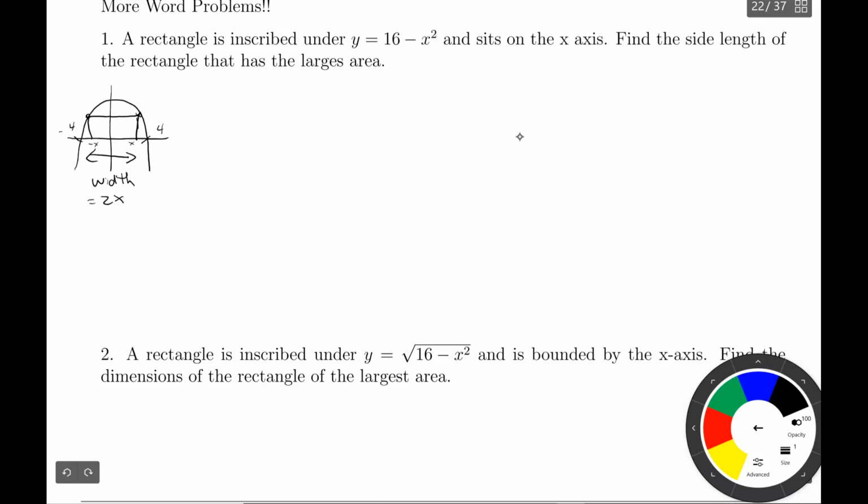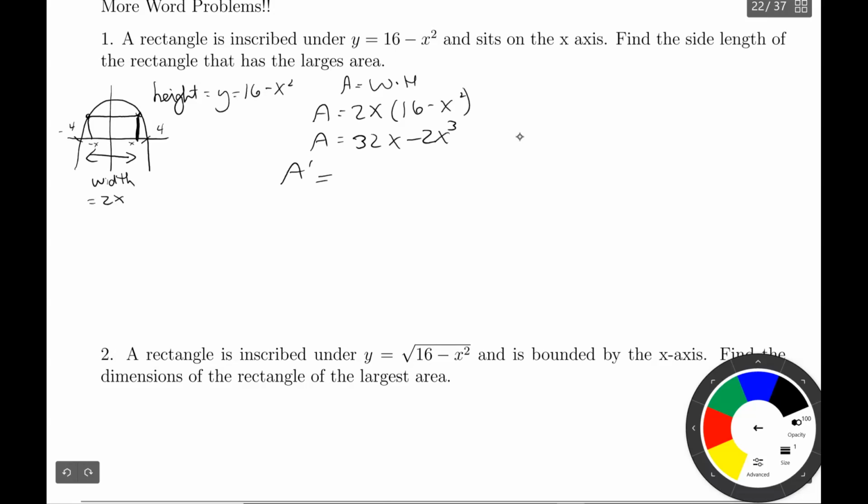The height of the rectangle is here. So the height is the y value, and that is 16 minus x squared. So the area is width times height. So that gives us the equation 2x times 16 minus x squared. So I'm going to multiply this out, so I get 32x minus 2x cubed.